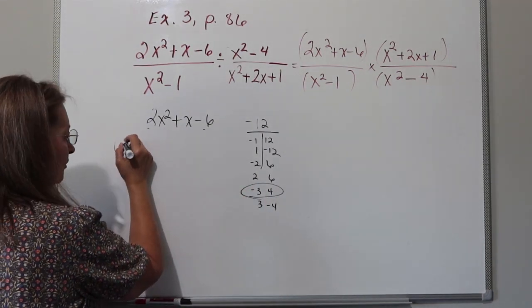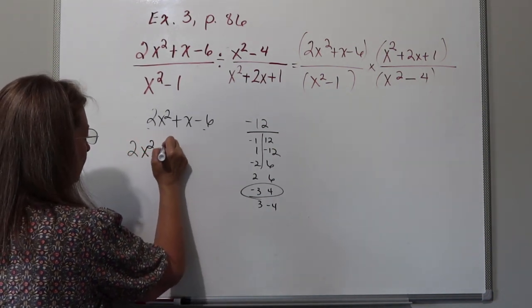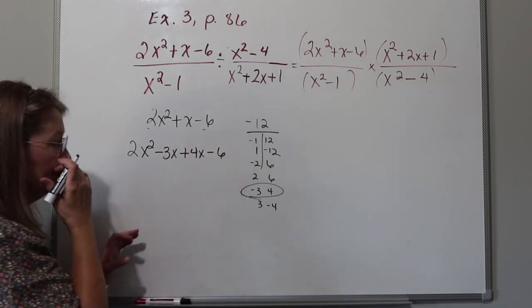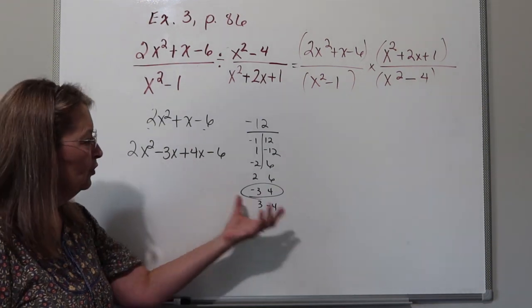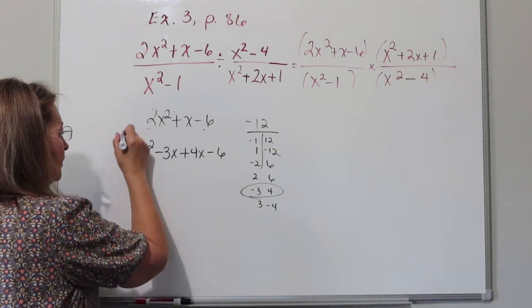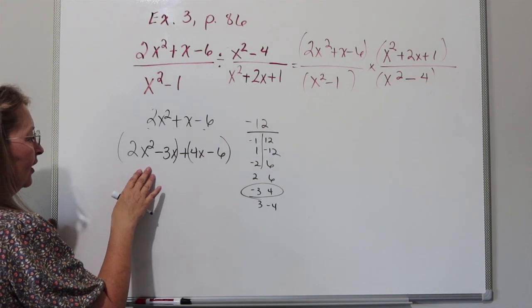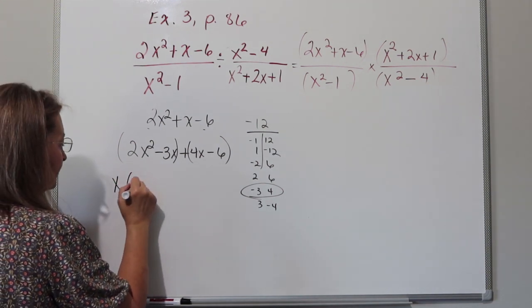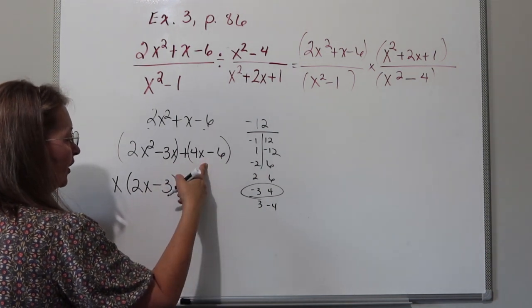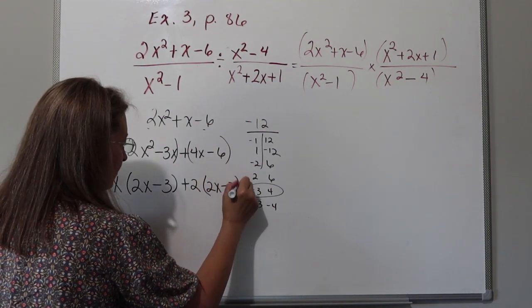So I'm going to rewrite this trinomial as 2x squared minus 3x plus 4x minus 6. Remember, in your AC method, you are converting this to a 4-term polynomial so that then you can factor by grouping. All right, what do I get when I factor out the greatest common factor from this? I get x times 2x minus 3. And over here, the greatest common factor is 2. So I have 2x minus 3.